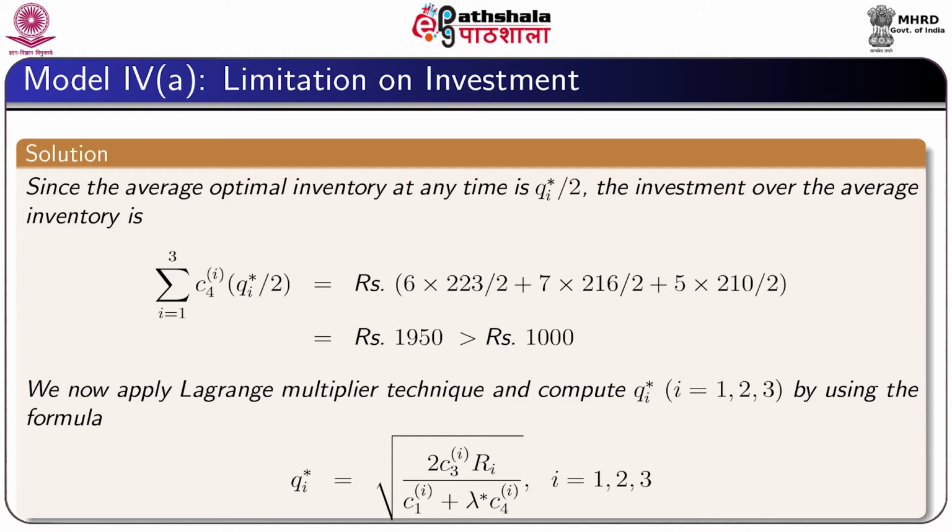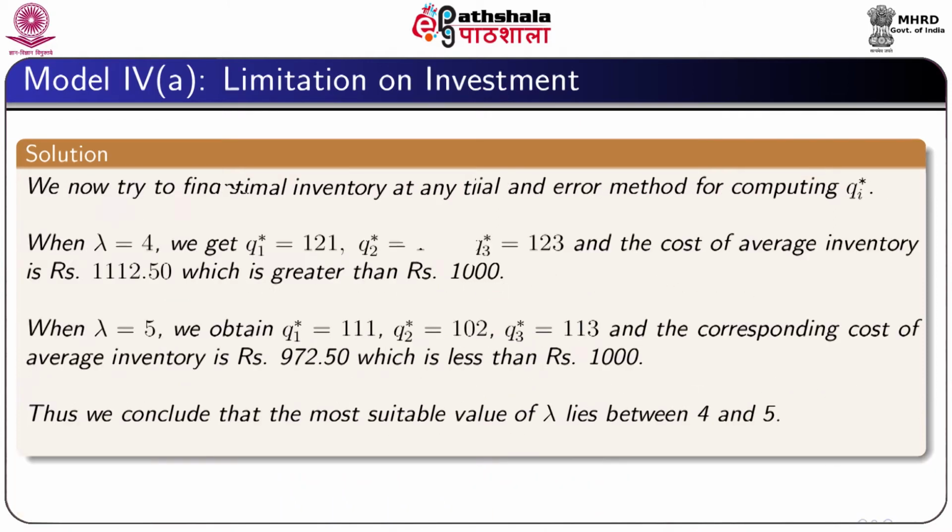We now apply Lagrange multiplier technique and compute the optimal values Qi star by using the formula Qi star equal to root over 2 C3i Ri divided by C1i plus lambda star into C4i, where i varies from 1 to 3. Here we have to find the suitable value of lambda, that is lambda star, so that summation i equal to 1 to 3 C4i Qi star by 2 is exactly equal to 1000.